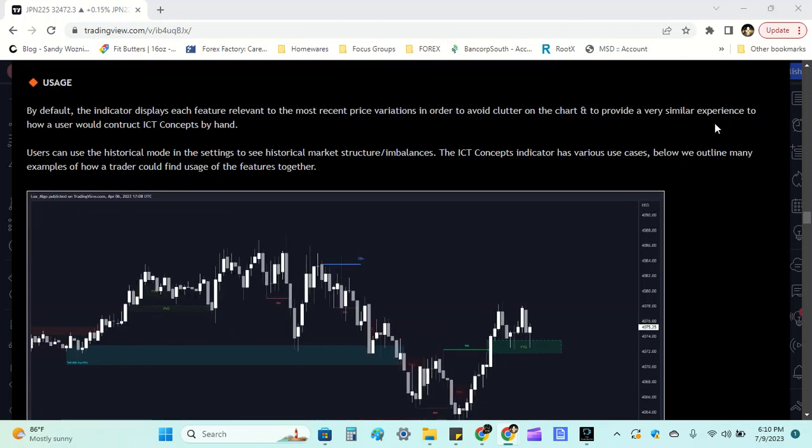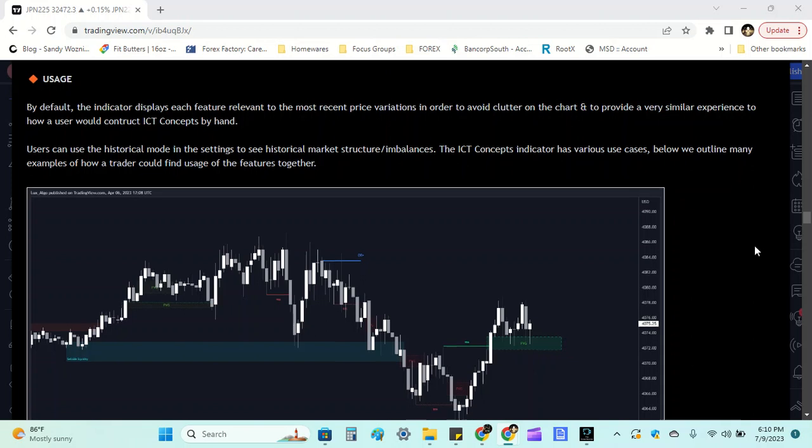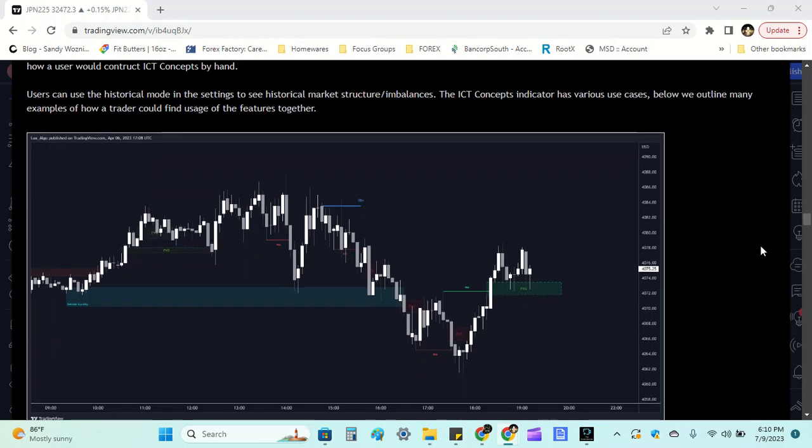Usage. By default, the indicator displays each feature relevant to the most recent price variations in order to avoid clutter on the chart and to provide a very similar experience to how a user would construct ICT concepts by hand. So what it's meant to do is duplicate you having to parse out all these different ICT concepts and actually plot them on your chart. Me personally, I love all-in-one type indicators, if I can locate a script like that that's reliable. Users can use the historical mode in the settings to see historical market structure or imbalances.